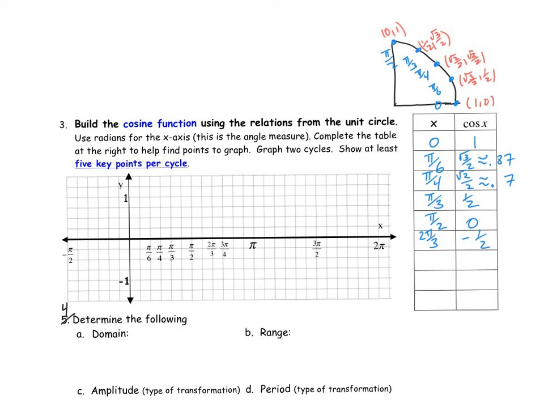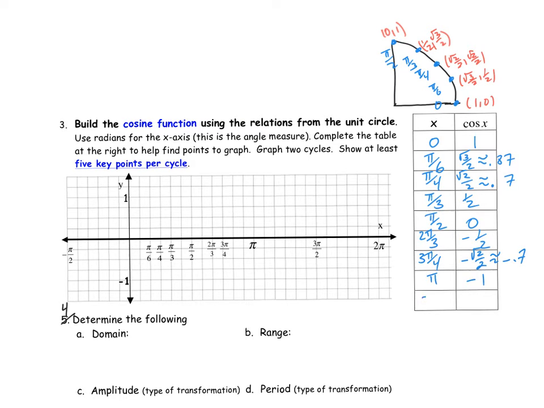Next point we're going to take, we're going to keep going around the unit circle. So we're going to be at 3 pi over 4. For 3 pi over 4, the magnitude of cosine is rad 2 over 2, but we're in the second quadrant, so that's going to be negative. So we're going to have 3 pi over 4, negative rad 2 over 2, which is about negative 0.7. The next value, I guess we can jump ahead to pi. So when we're at pi, cosine of pi is going to be negative 1.